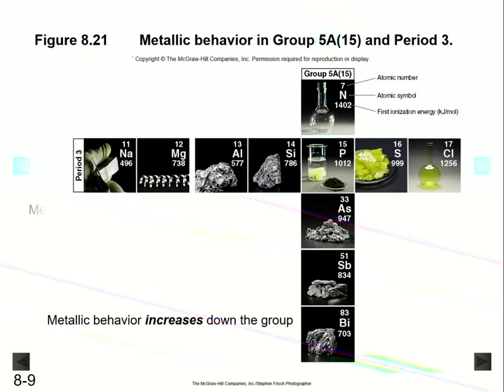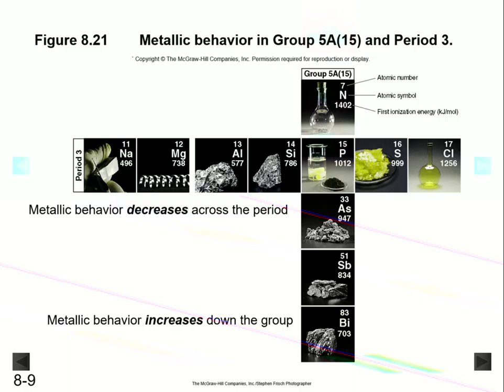So let's look at one period and then one group. So let's look at period 3. Period 3 takes us from sodium to magnesium to aluminum to silicon to phosphorus to sulfur and then to chlorine. The metallic behavior decreases across this period. Sodium has the most basic oxide. It's the most easily smashed and manipulated metal. Magnesium, of course, though it's an insoluble oxide, it is a basic oxide.